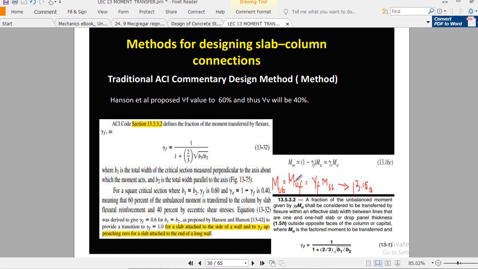So what is now the gamma v and gamma f? It is from the Hanson et al. research. It is experimentally found that 60% of the unbalanced moment is transferred by direct flexure, meaning that gamma f will be 0.6, right?